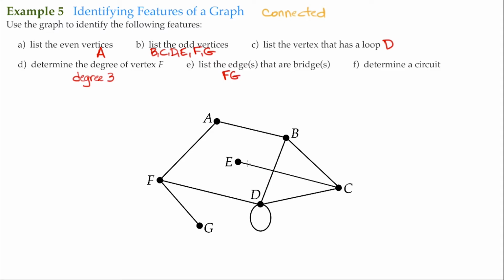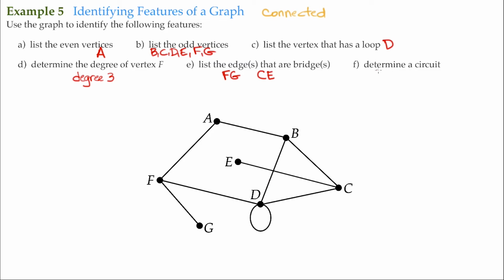Another bridge is this one here. If I was to get rid of that edge, it's not possible to get from one vertex to E, so it makes it a disconnected graph. So we can say CE or EC, however you want to write it, is also a bridge.